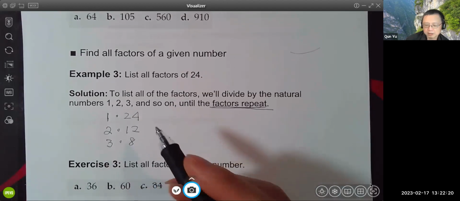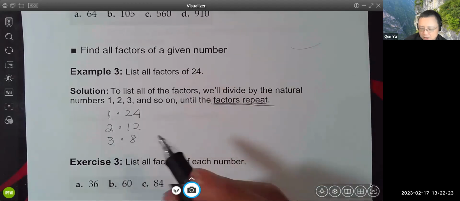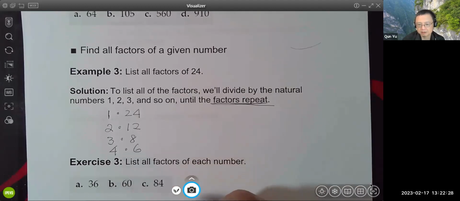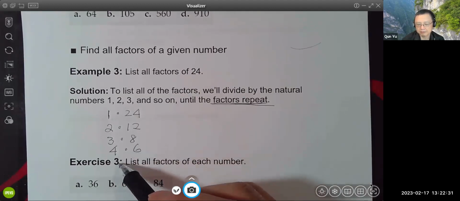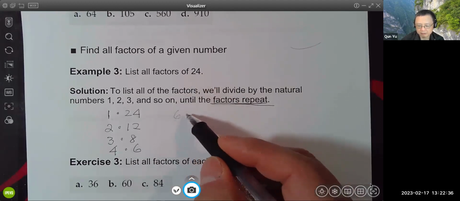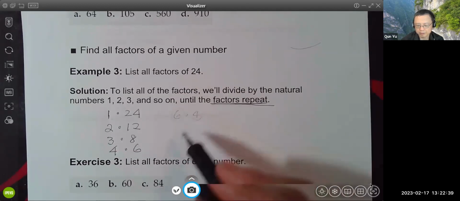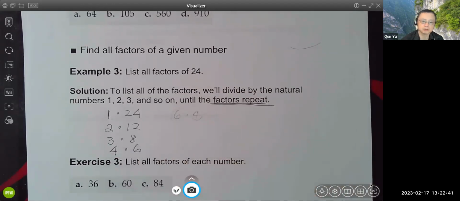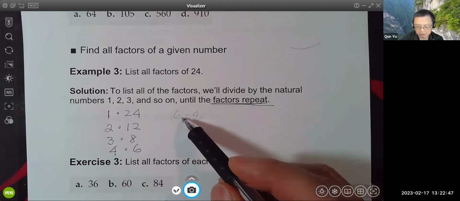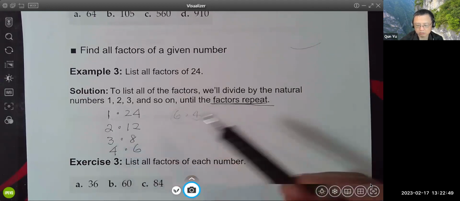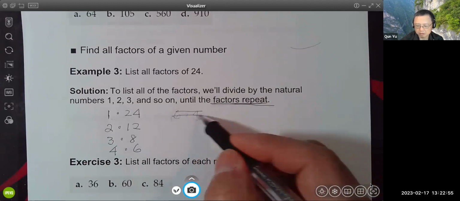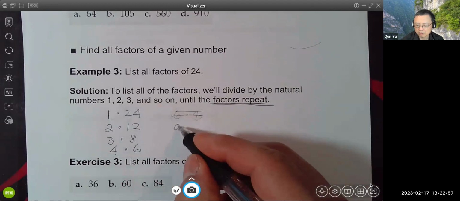Everybody knows multiplication table, right? 24 divided by 3 is 8. Divided by 4, we get 6. Right? Now you cannot divide by 5. So next one is 6. What do we get when we divide by 6? We get 4, right? Are these two factors repeating? Yeah, that's the same two factors. So that's when you stop. Because next one, dividing into that is going to be 8. 8 and 3, they all repeat. So once you have a pair of factors repeat, you stop. That's your final answer.